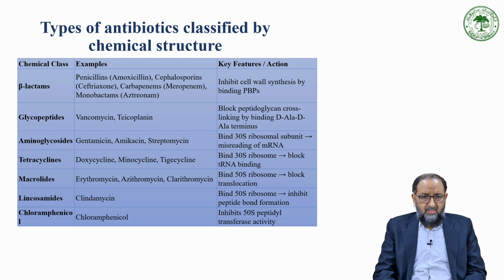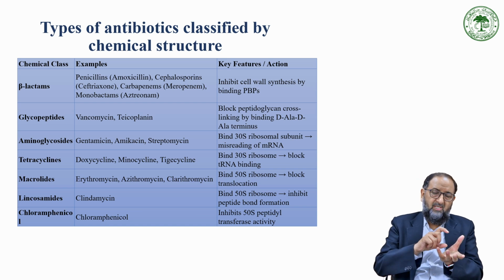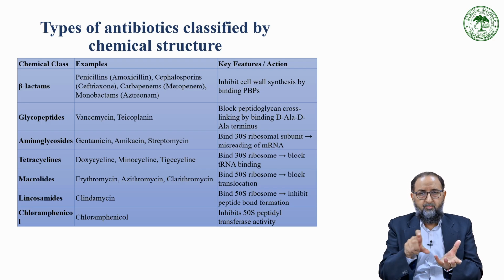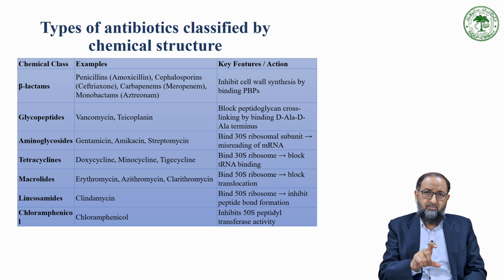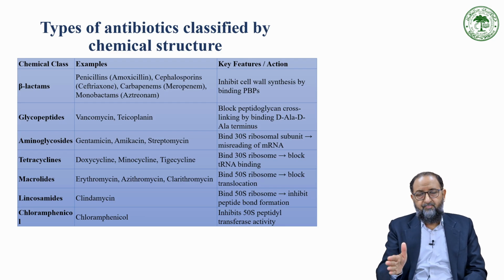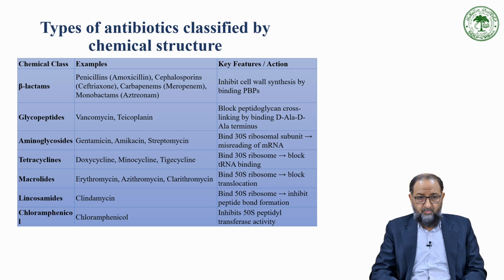Then macrolides are erythromycin, azithromycin, and clarithromycin. These all fall under the group macrolides, and they bind to the 50S subunit. The 50S subunit is important because blocking it blocks translocation, since the 50S subunit of the ribosome carries the peptide bond to translocate from the A site to the P site, and so this translocation is blocked. When translocation is blocked, further amino acids or adapter tRNA cannot come in, and this will block the translation, the synthesis of a protein.